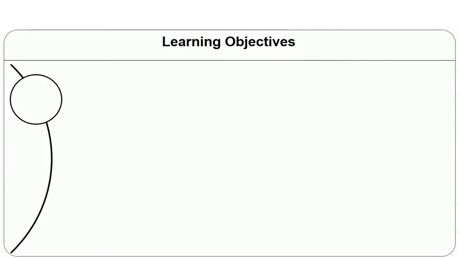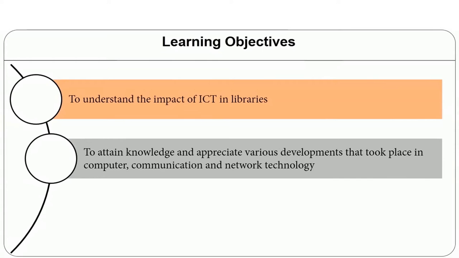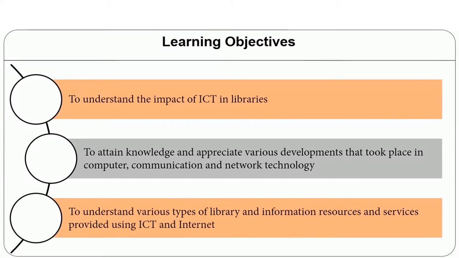The learning outcomes are: the learners will be able to understand the impact of ICT in libraries. They will attain knowledge and appreciate various developments that took place in computer, communication, and network technology. Learners will also understand various types of library and information resources and services provided using ICT and internet.